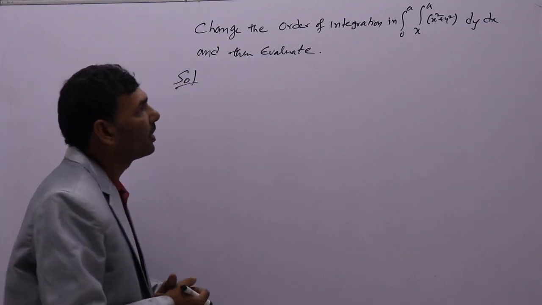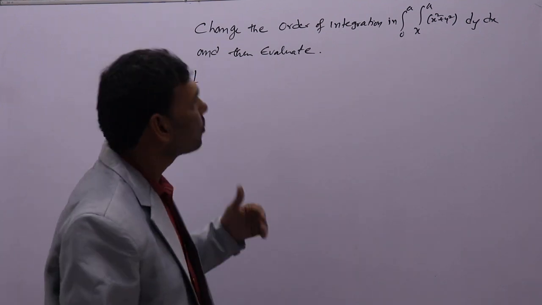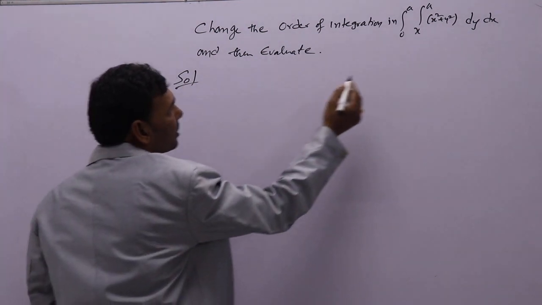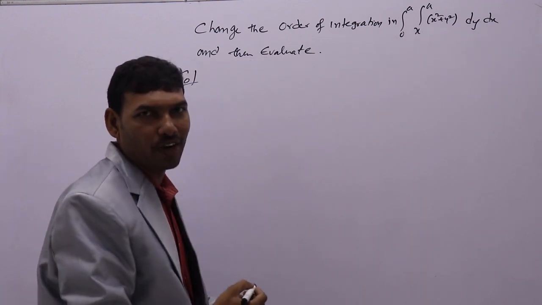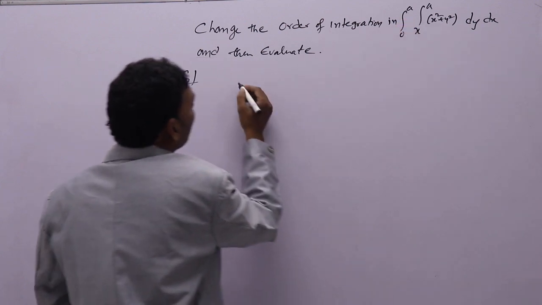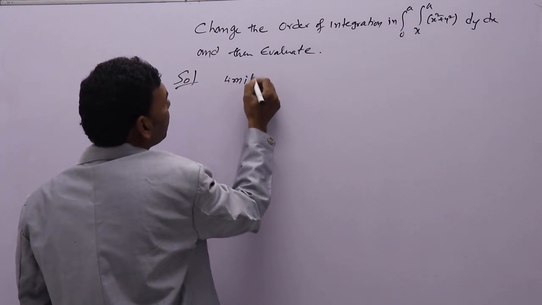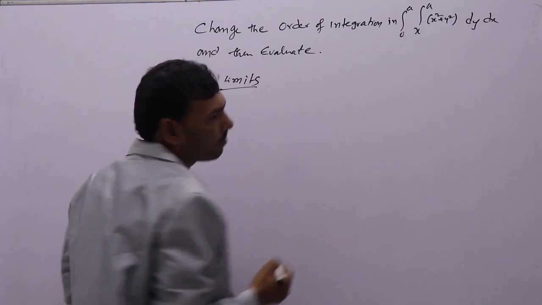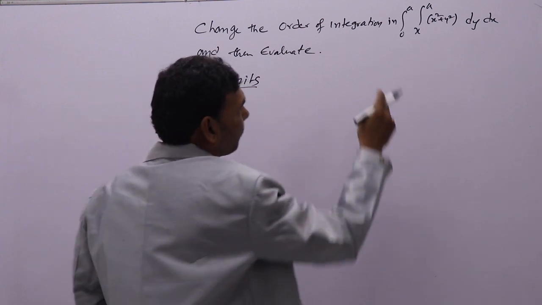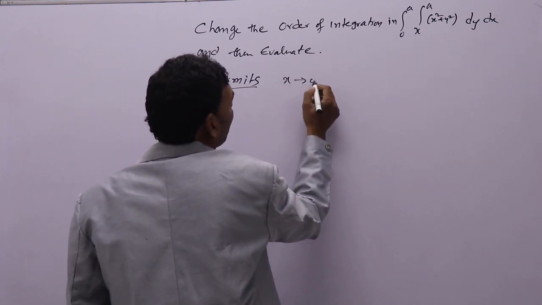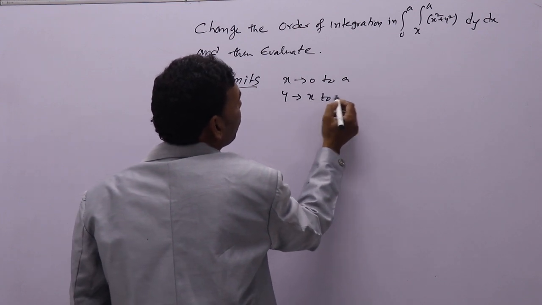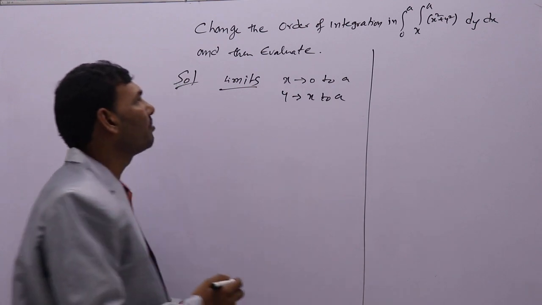So by changing the order of integration, we need to evaluate this one. To change the order of integration, we need to change the limits. For that, first write the given limits. These limits are in terms of x, they are limits of y, and these are limits of x. So x is from 0 to a, y is from x to a. These are the limits given.